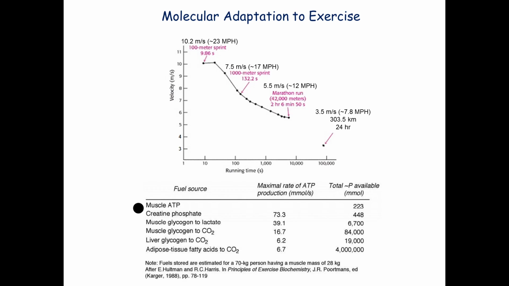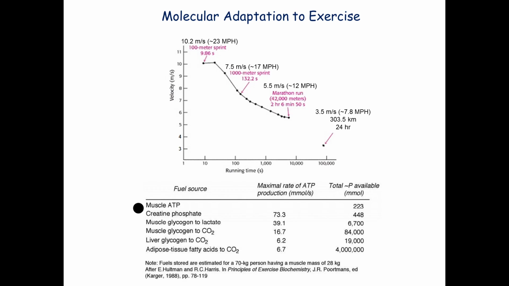And if you move on to a much longer distance, and of course, you'll notice the running time here is on a log scale, so this gets quite large rapidly. So if you run your marathon of approximately 42,000 meters, it takes a little over 2 hours for these athletes to run that, and the speed is dropped to about half of what our sprinting speed is. Right?